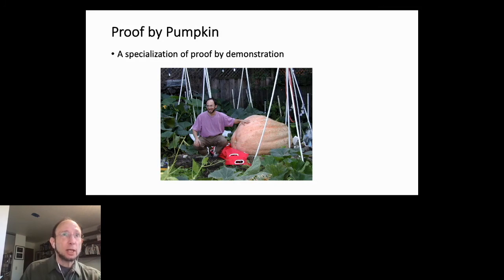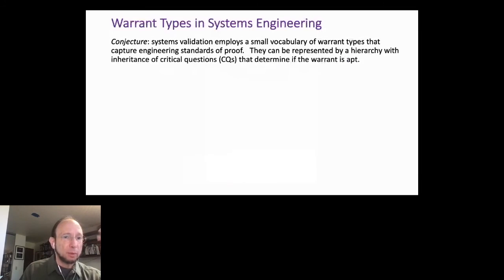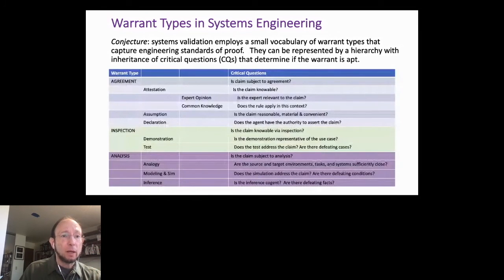So I'm going to make the conjecture that systems validation employs a small vocabulary of warrant types that capture engineering standards of proof. And they can be represented by a hierarchy with inheritance of what I'm going to call critical questions that determine whether the warrant is apt, whether the warrant applies. So much like that list of proof standards, some of which are relevant for engineering arguments, here is a top level of a hierarchy. There's one more on the next slide.